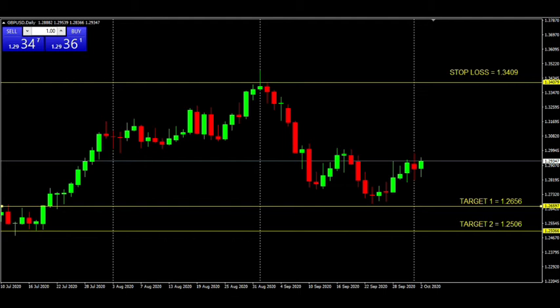Then we're going to short the GBP USD as well, with our first target at 1.2656 and the second target at 1.2506 and the stop loss at 1.3409.